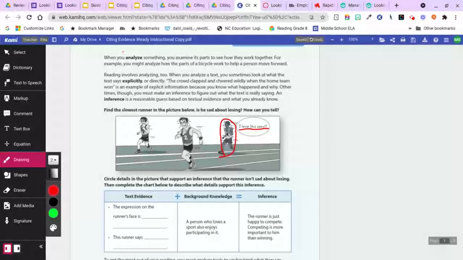I love this sport. So I know that even though he's losing, he's out there enjoying himself. He's out there for the fun of the sport. He's not out there to win. He's out there to do his best and enjoy himself. This is textual evidence. Pictures can be text evidence.